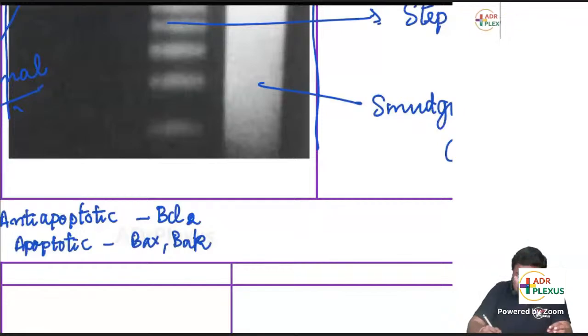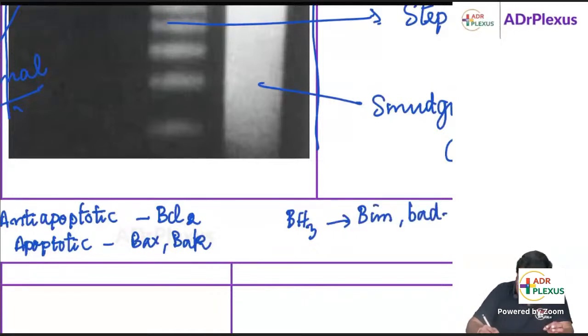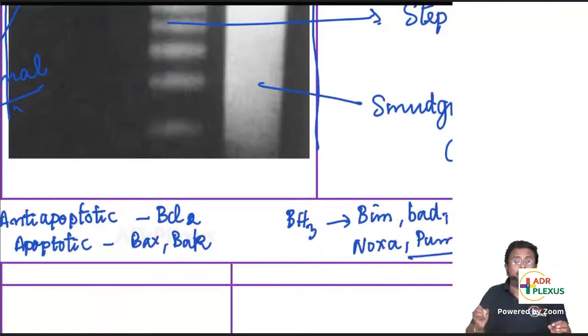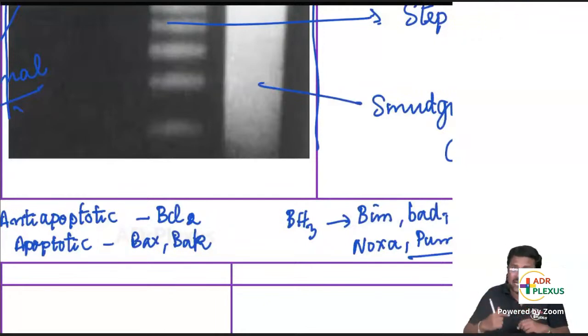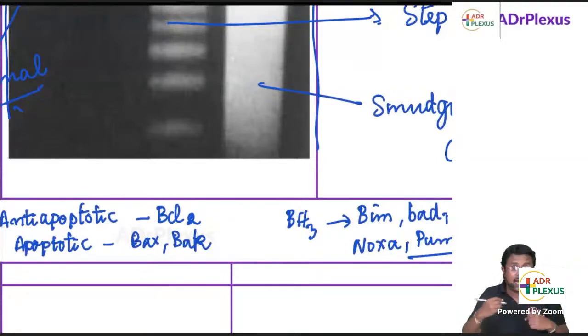Then what are the BH3 proteins you will be remembering? BIM, BAD, BID, then NOXA, PUMA. So all these are the BH3 proteins. So please remember, these are all the proto-oncogenes. One important concept you have to remember: proto-oncogenes can serve as both apoptotic as well as anti-apoptotic.